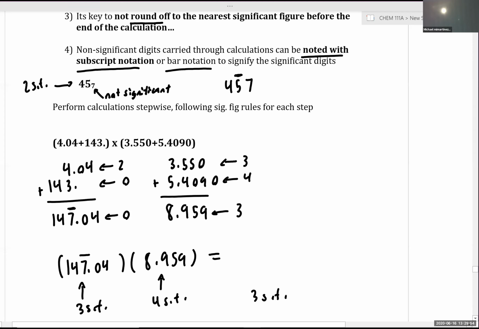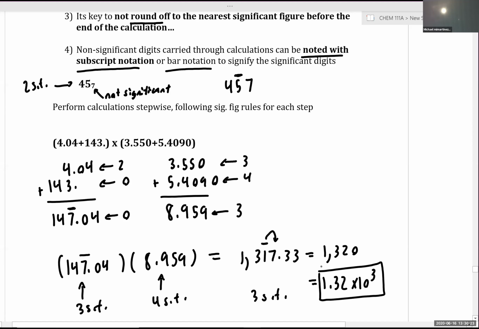So we enter the full 147.04 into our calculator times 8.959, and that in turn gives us 1,317.33. We're going to round it to 3 sig figs. So we look to the right. That gives us 1,320, which we can write as 1.32 times 10 to the third. Does this make sense to everyone, how you handle numbers through multi-step calculations? Any questions on this example?